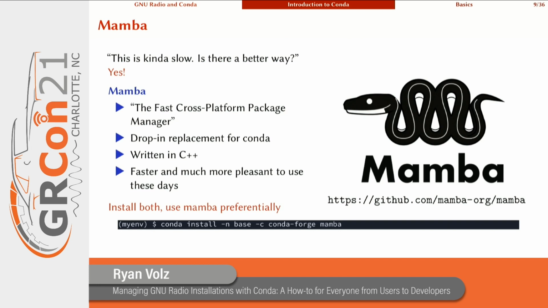And in order to install Mamba, you'll probably just use a conda install command. So something like conda install mamba, but you specify -n base to install it into the base environment, and -c conda-forge to get it from the conda-forge channel. We'll talk about channels in a second.